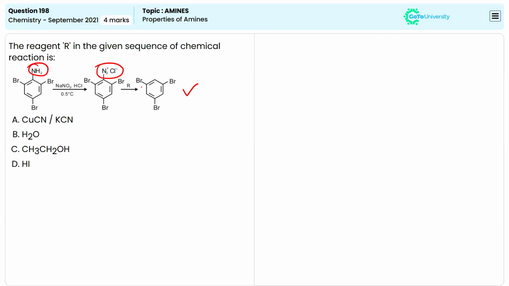So the reagent R will be what? We can say that the reagent R will be ethanol, that is CH3CH2OH, because this ethanol can act as a mild oxidizing agent here, and convert the diazonium salt into arene. At the same time the ethanol will be reduced as well. So this ethanol will be the reagent R here.